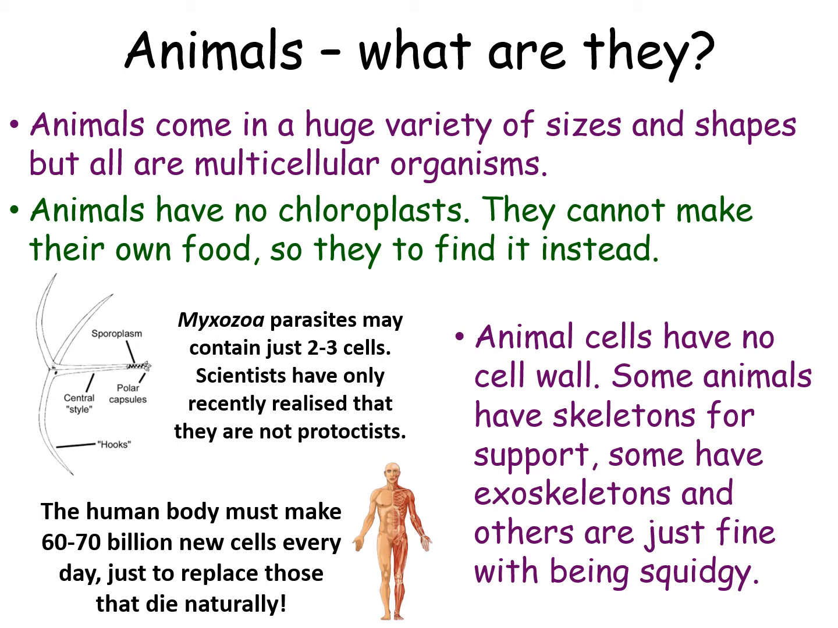You can see there's a few different examples. So the human body, we know we've got about 17 to 30 billion new cells every day, just to replace those that die naturally. And this particular parasite contains just 2 or 3 cells. Scientists have only recently realized that they're not protoctists. So these very small organisms, which we used to think were single-celled, actually are made up of 2 or 3 different cells altogether.